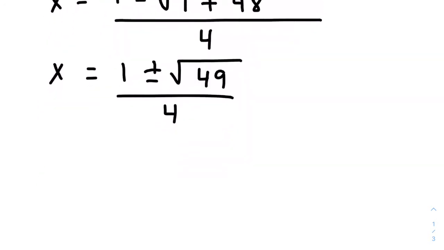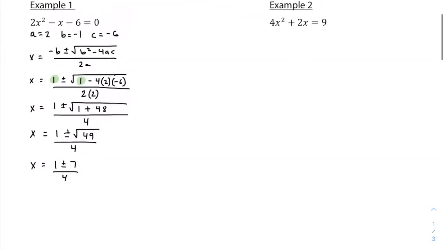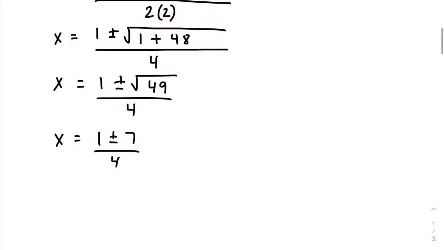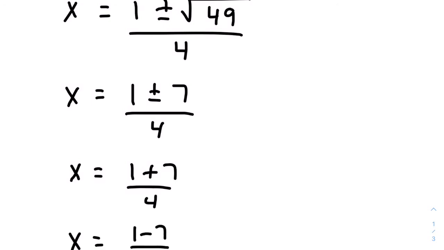And then we end up with x equals 1 plus or minus 7 over 4. And now this is where we get our two answers. Right now we only have one thing there, but the plus or minus represents two different versions of this thing. And what we're going to do is just split it into two different equations. So we have x equals 1 plus 7 over 4, and x equals 1 minus 7 over 4.